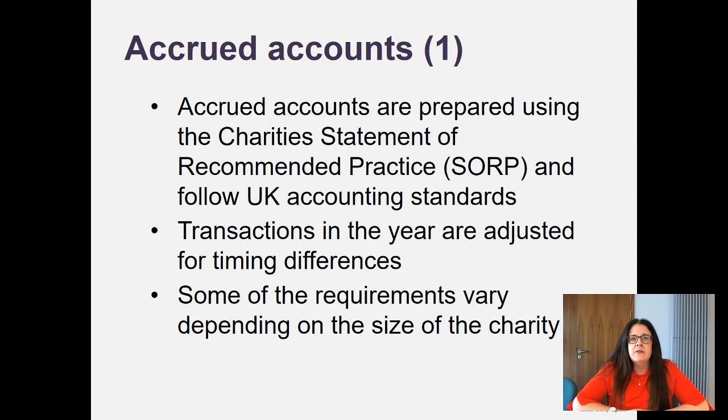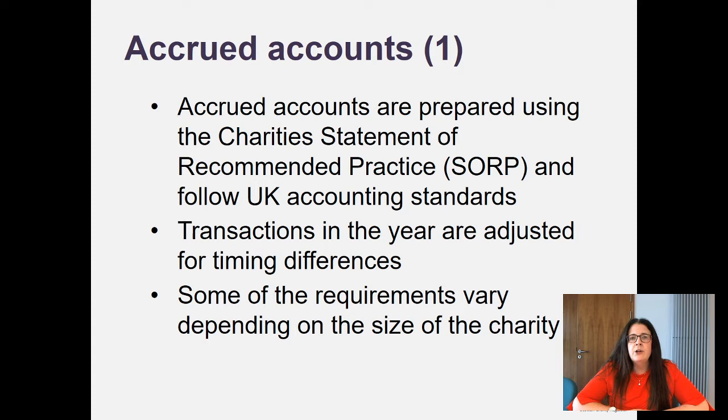The next type of accounts that we're going to look at are accrued accounts. Accrued accounts are prepared in line with the methods and the principles that are explained in the Charities Statement of Recommended Practice, or the SORP as it's commonly referred to. The SORP is based on UK accounting standards. So they're the same types of accounting standards that companies that are run on a commercial basis will prepare, but there are some differences that take account of transactions which are very specific to not-for-profit organisations and charities in particular.